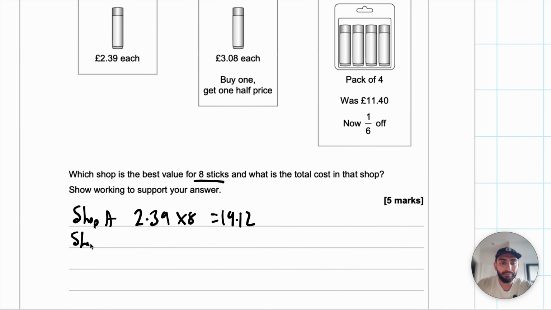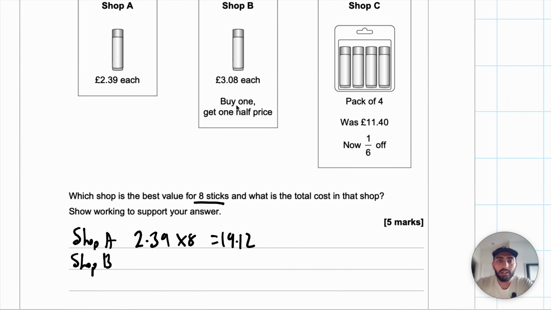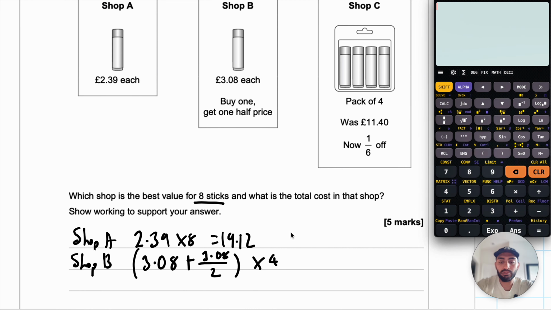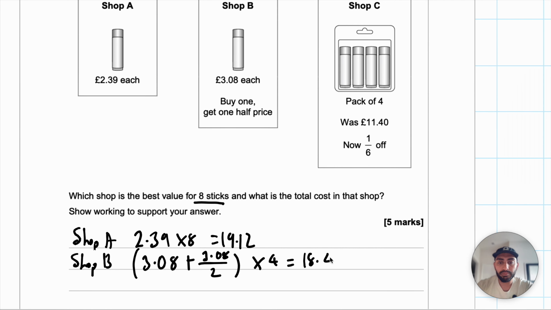Let's do shop B. So this time it's buy one, get one half price. So the first one is going to cost £3.08, but the second one is going to be half of that price. So it's going to be £3.08 divided by 2. So far we have the price of 2 of them. We need to multiply that by 4 because we want the price of 8 sticks. Let's type that in. So I've got £3.08 plus £3.08 divided by 2. So that's the price of 2 of them. I need to multiply that by 4. That gives me a cost of £18.48.